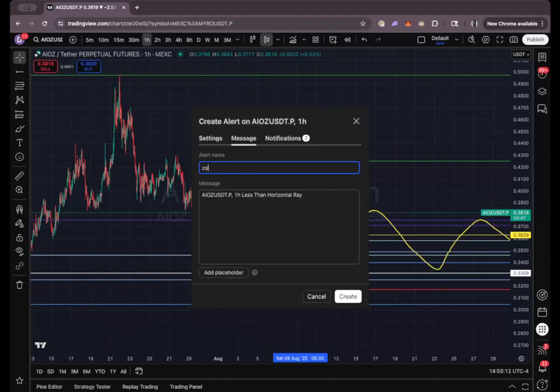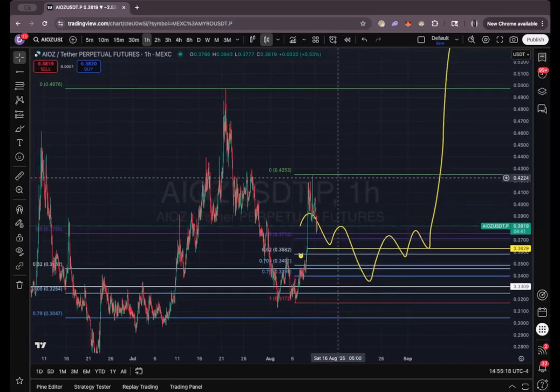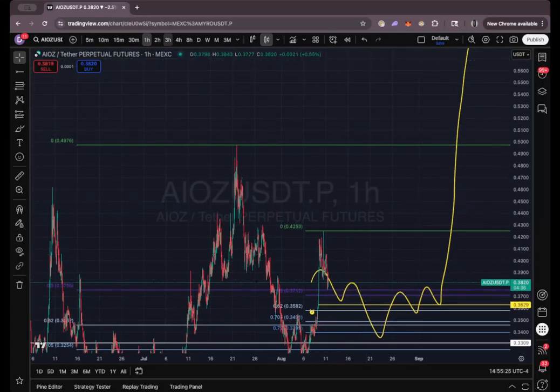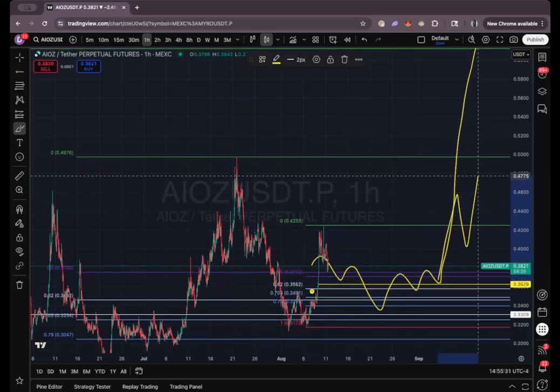AOIZ. Oh wow, I'm just typing wrong. AOIZ. Long entry under 36 cents. Yeah, cool. I'll have it alert me. If I'm around, I'll take it. But that one looks good too. It's probably not going to be straight up, you know, but it'd probably be something like this, right?